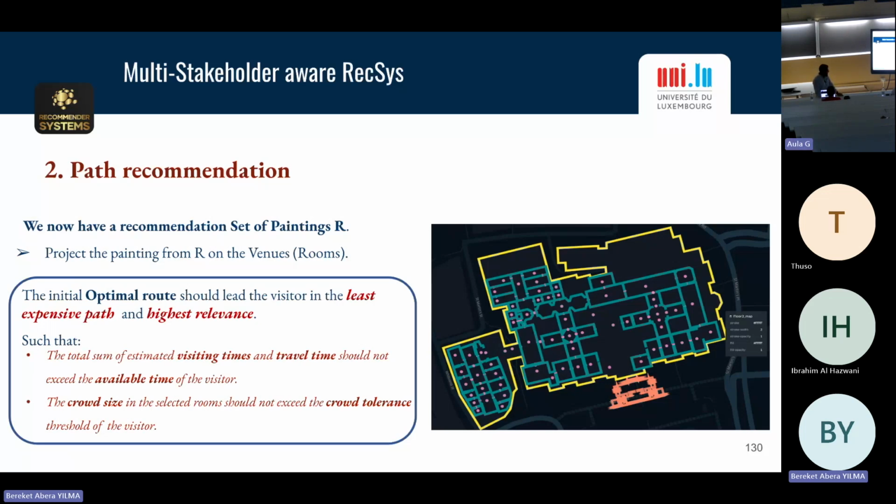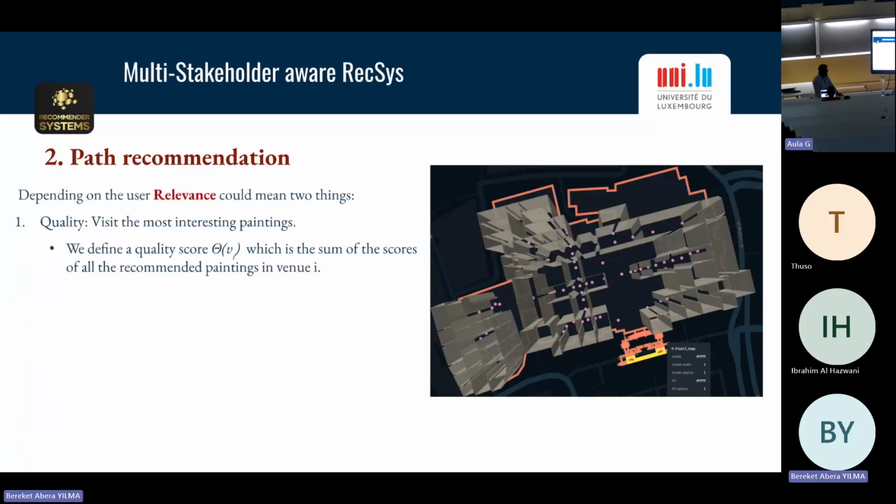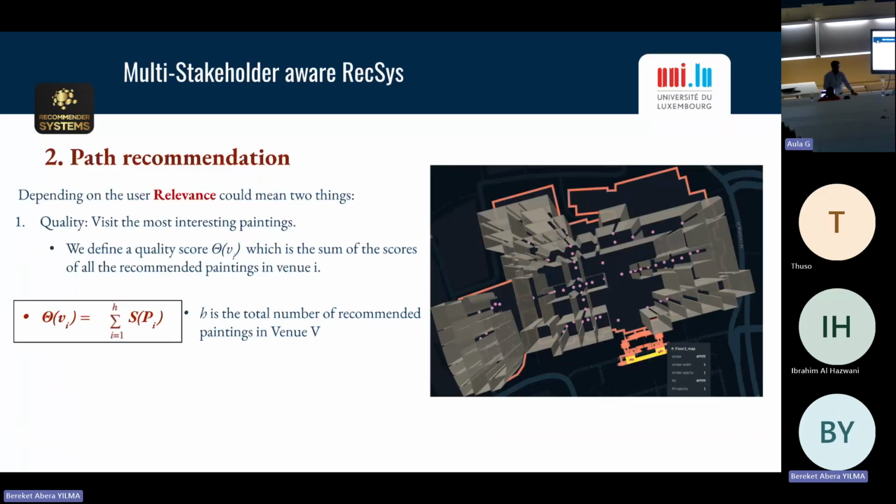Another interesting scenario while you're doing path recommendation is that you could end up in a situation where the next venue could have the same score. So you have one room with a score of 10, let's say, but there is only one painting, which is very important because it has a score of 10. Maybe in the second room, you have a score of 10, but there are, let's say, 5 paintings with score 2. Then comes the decision you have to make.